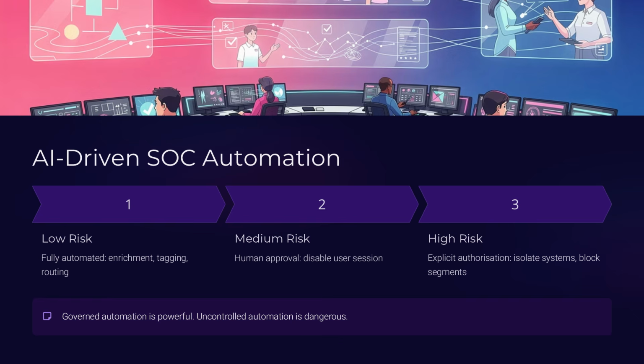However, automation introduces risk if it is not controlled. You must apply the same principles you use for autonomous agents. Automation must be scoped. High impact actions must require approval. Execution must be monitored and auditable.